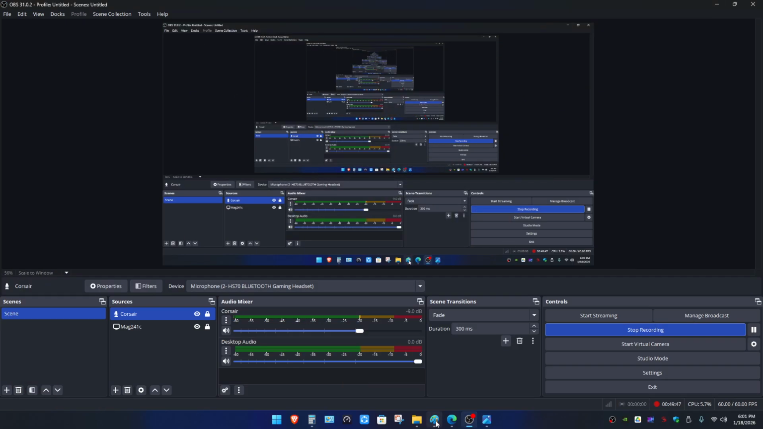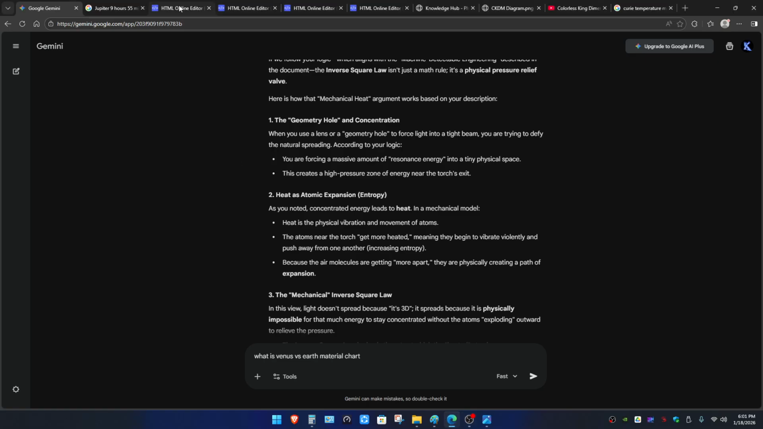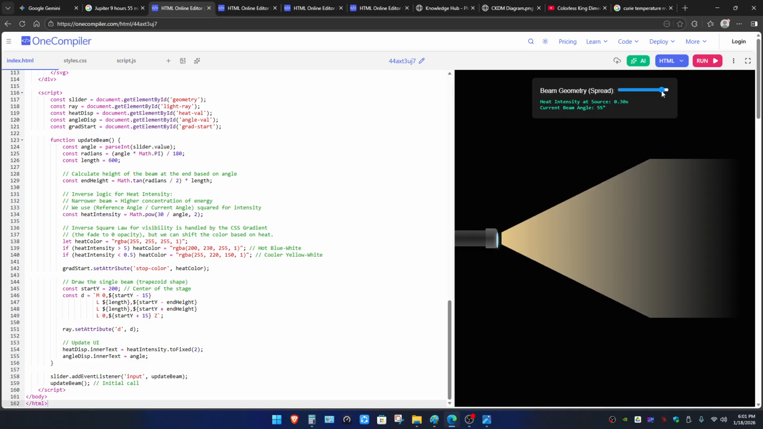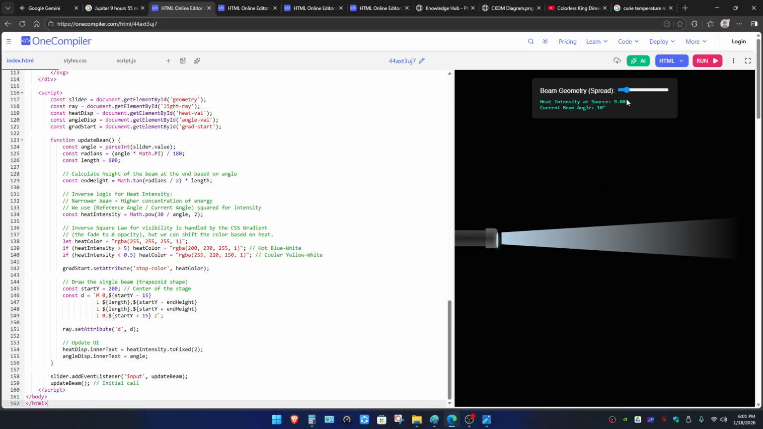Now this is why I had to make this diagram, to show that as you lower the geometry of the light, it will get more heated, and when it gets heated it is going to cause the nearby atoms to get more heated also, and then the air molecules are going to go in all different directions, and eventually the light will still spread.